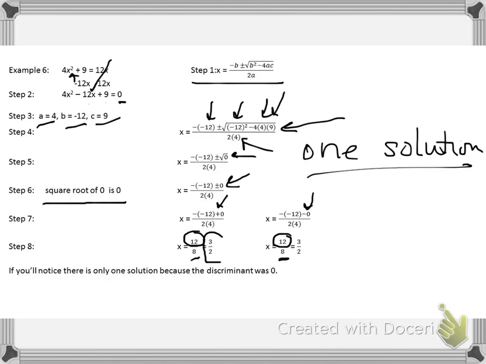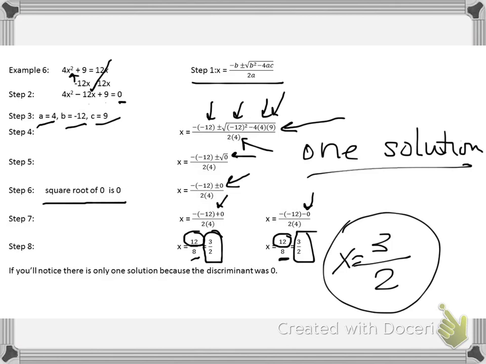And you need to simplify it. My answer is not 12 over 8. My answer is 3 over 2. So I only have one answer, and it is x equals 3 over 2. That is the only place that the parabola hits the x-axis, 3 over 2. Okay? So one solution, and it's going to happen when you have a 0 inside of the radical for your discriminant, okay?